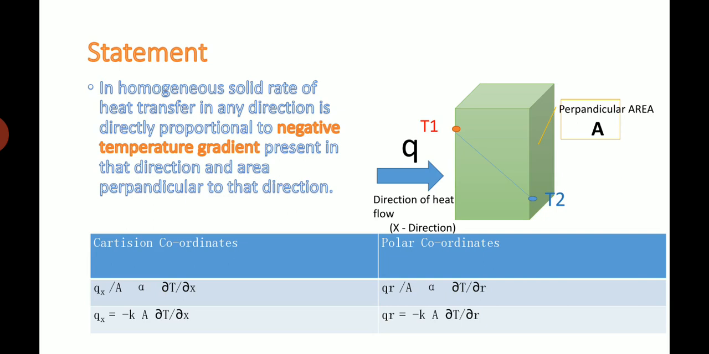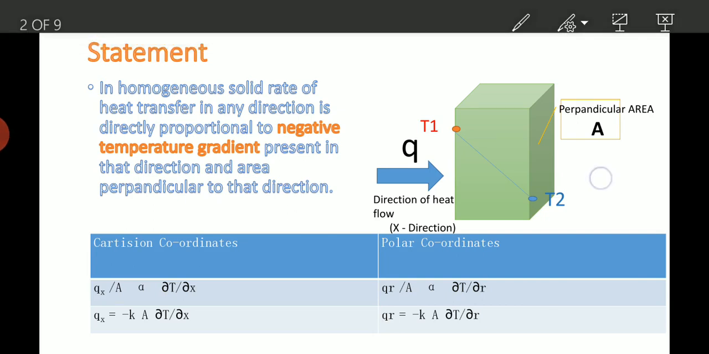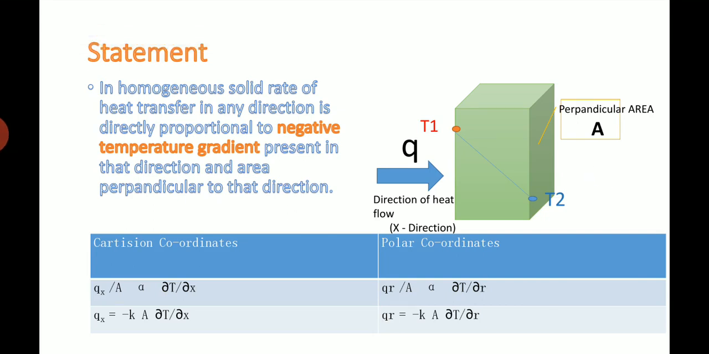Now for the rate of heat transfer in the y direction, qy equals minus k A dT by dy. Similarly, for the z direction, qz equals minus k A dT by dz. Okay, this is for Cartesian coordinates. For polar coordinates, in the radial direction, we use the notation qr, r for radial. So qr equals minus k A dT by dr.